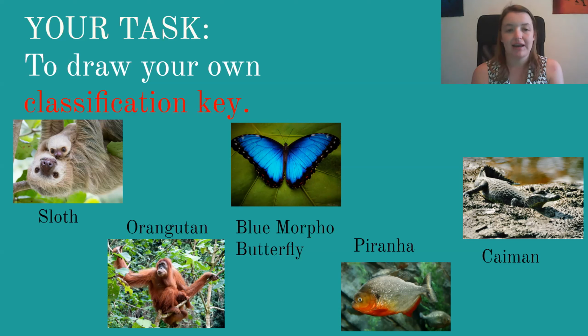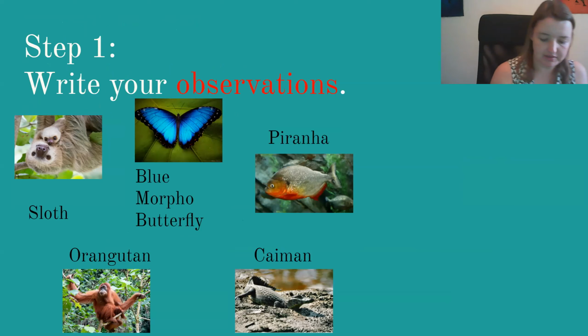You are going to draw a classification key to separate out these animals according to their classifications. So we're going to work through these together. First, I suggest you pause it and just have a good look at these animals. Now, in your book, can you please write down your observations? So I would write the name sloth, and then next to it, what you can see for that sloth.